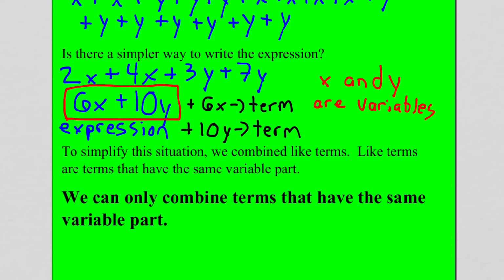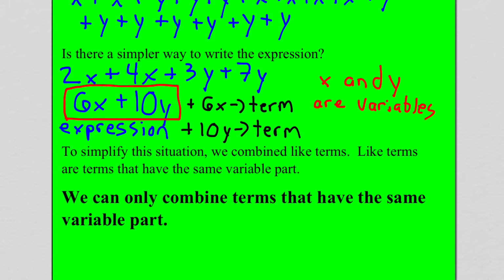So it's important we remember that terminology. The whole thing is called an expression. The parts of it, like the plus 6x and the plus 10y, are called terms. And then the x and y of those are called variables. And we can only combine terms that have the same variable part. So that's as simple as we can make that expression, unless we end up knowing values for x and y, then we could simplify this expression.